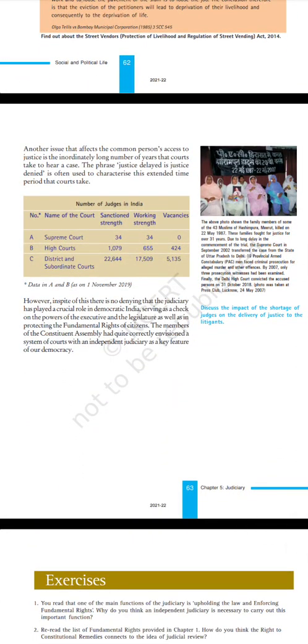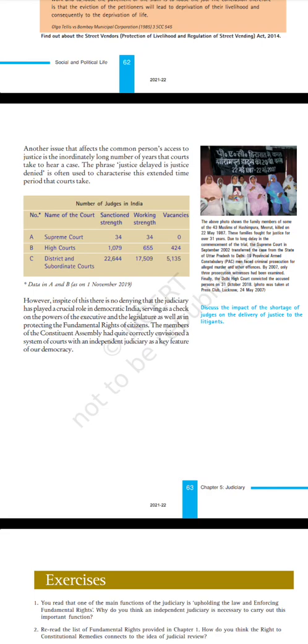Another issue that affects the common person's access to justice is the inordinately long number of years that courts take to hear a case. The phrase "justice delayed is justice denied" is often used to characterize this extended time period that courts take. Number of judges in India.